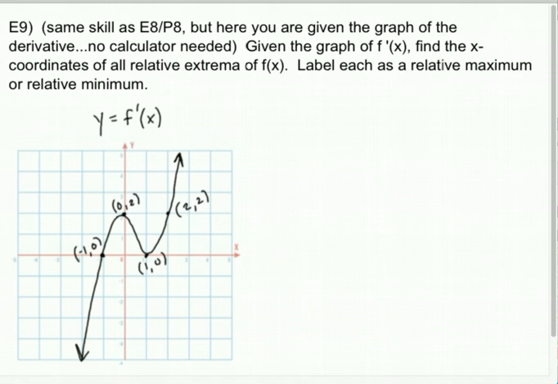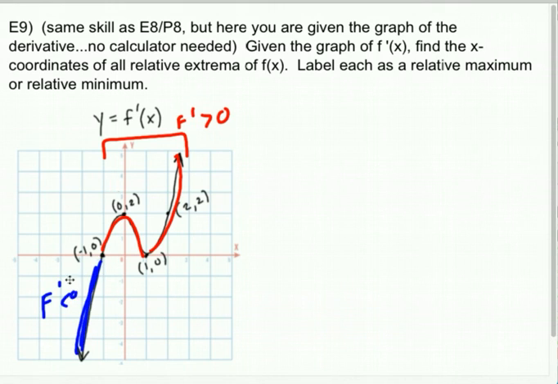calculator. Okay, so here we're given the graph. Notice that this is f prime. We are asked to find all of the critical values of f of x and label them as a relative max or min. Remember, this is your f prime sign chart. Anywhere that f prime is above the axis, so here and here, f is increasing, so f prime is positive because it's above the y-axis. And down here, f prime is negative, because f prime is this physical graph.